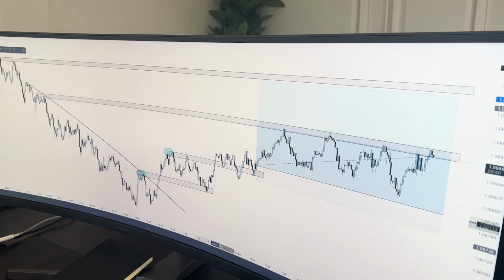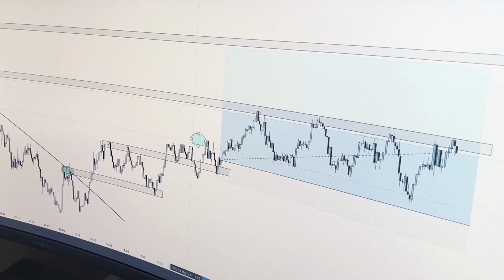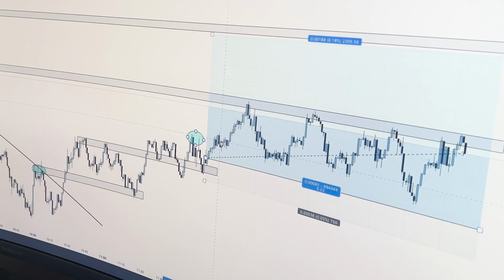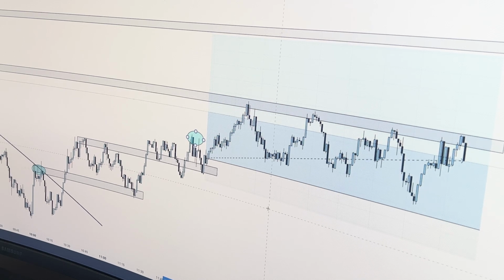So essentially, once we broke this high point here, this was our most recent higher high. Once we broke that high point within the market, that is when I moved my stop loss to break even. So right now I am running this trade at break even. So I have no risk on the table.